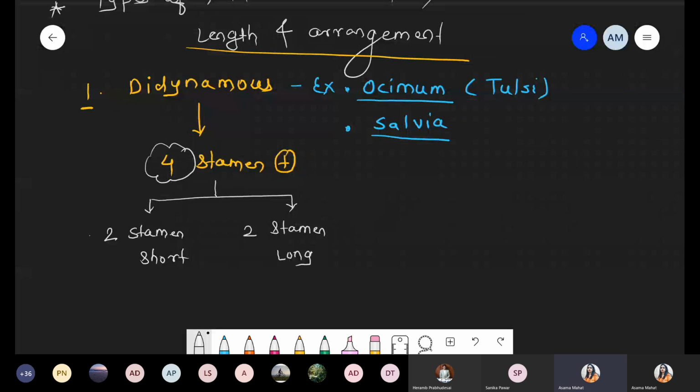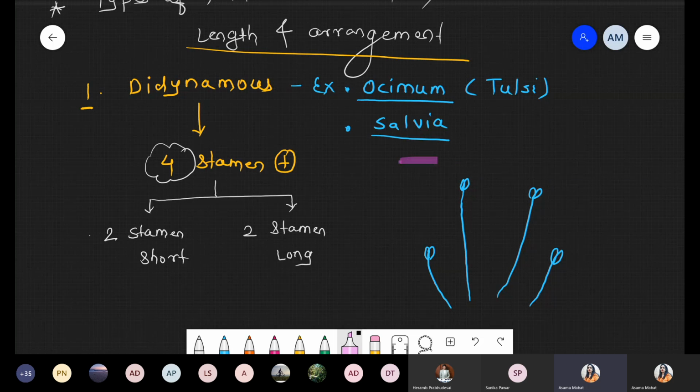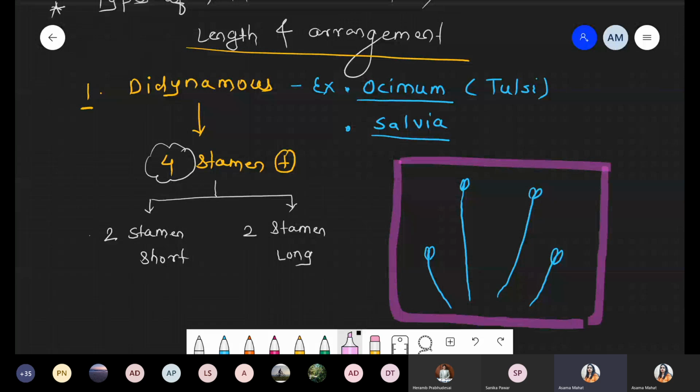So we are talking about the androecium part. The 2 short ones are present toward the outer side, like this, and the 2 long ones are present toward the inner side. So if you see, the total number of stamens is 4, and the arrangement is the dynamous condition. It means 2 short present toward the outer side, 2 long present toward the inner side, and this is very common in Ocimum and Salvia.